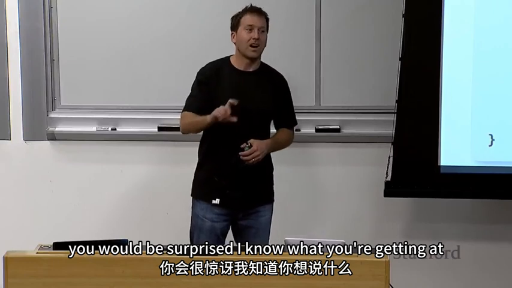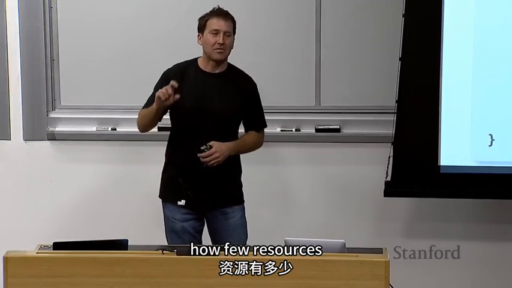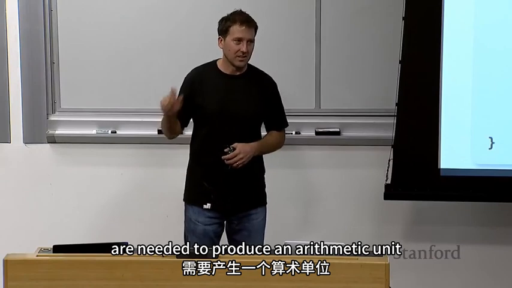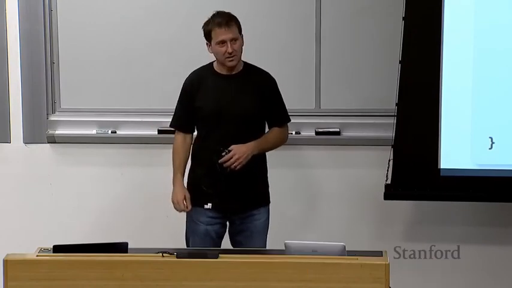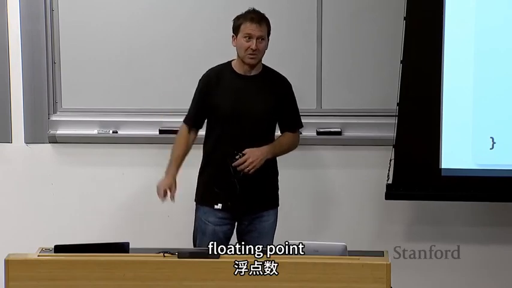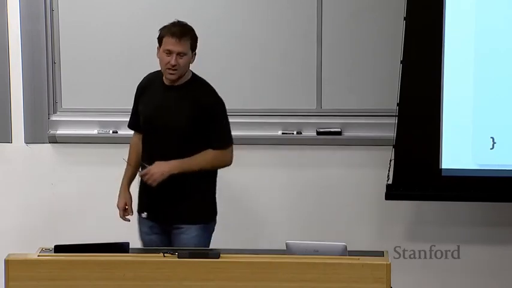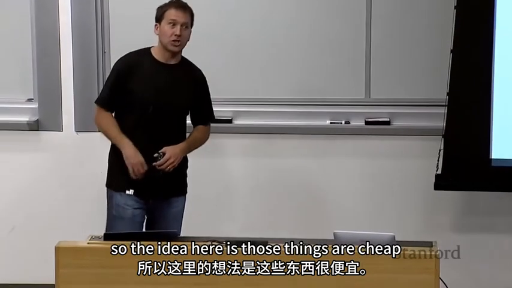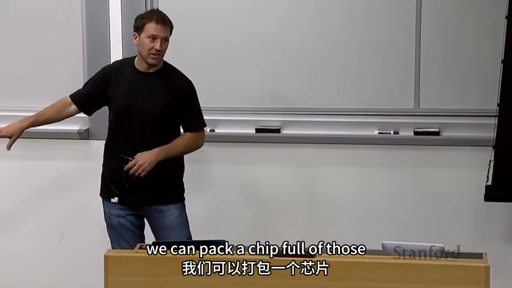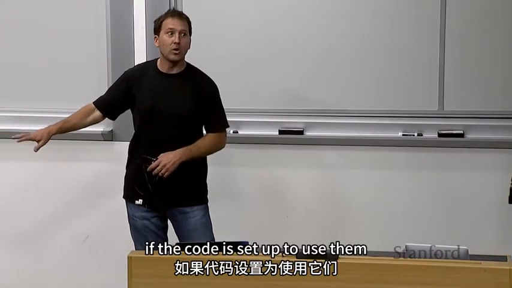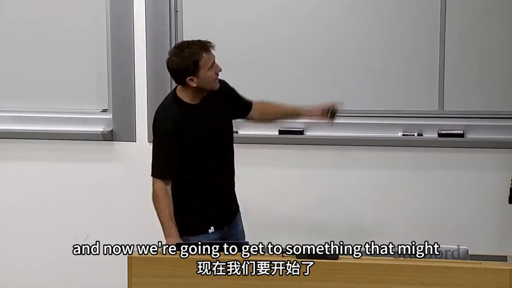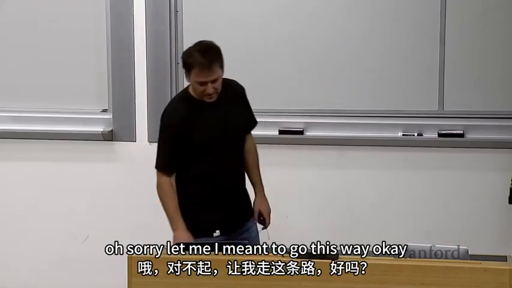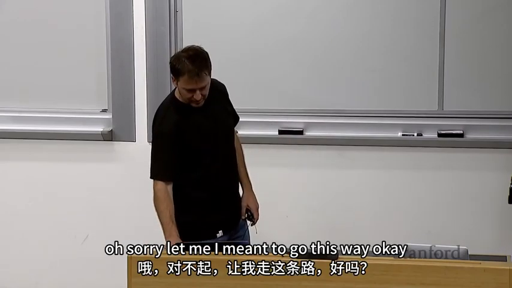You would be surprised, I know what you're getting at, how few resources are needed to produce an arithmetic unit compared to everything else, especially one that's not high precision floating point. Yeah. So the idea here is those things are cheap. We can pack a chip full of those if the code is set up to use them. That's the main idea.